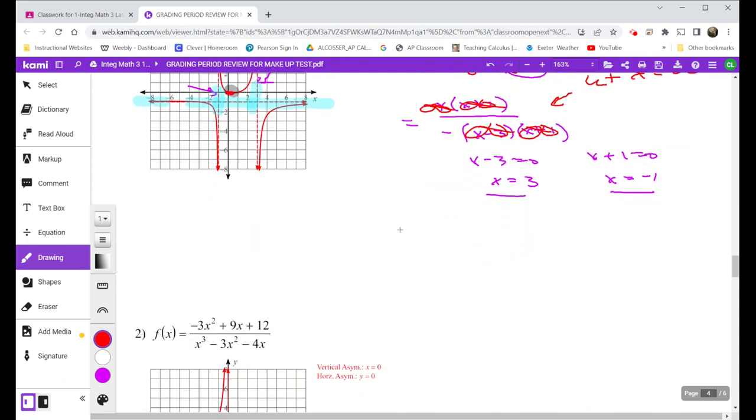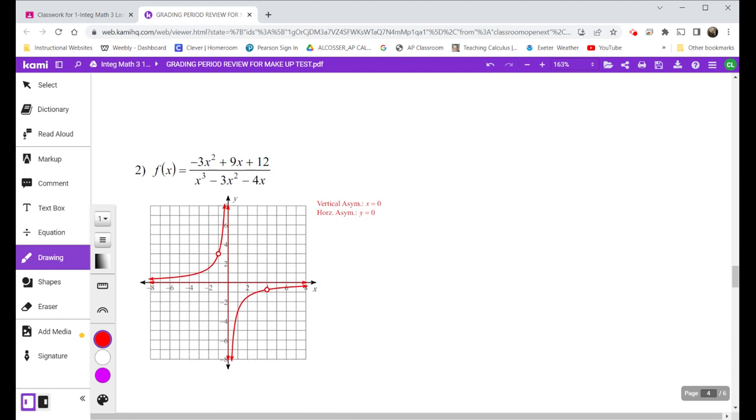So same exact thing going on here. We got to factor this piece right here. So let's do that. I'm going to take out a negative 3. If I take out a negative 3, I get x squared plus 3x plus 4, and that's going to be over an x squared minus 3x minus 4.